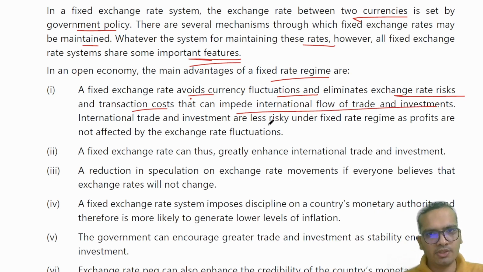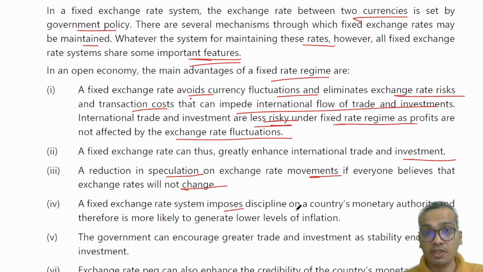International trade and investments are less risky under a fixed exchange rate regime as profits are not affected by exchange rate fluctuations. A fixed exchange rate can thus greatly enhance international trade and investment. There is also a reduction in speculation on exchange rate movements if everyone believes that the exchange rate will not change. A fixed exchange rate system imposes discipline on a country's monetary authority and therefore is more likely to generate a low level of inflation.